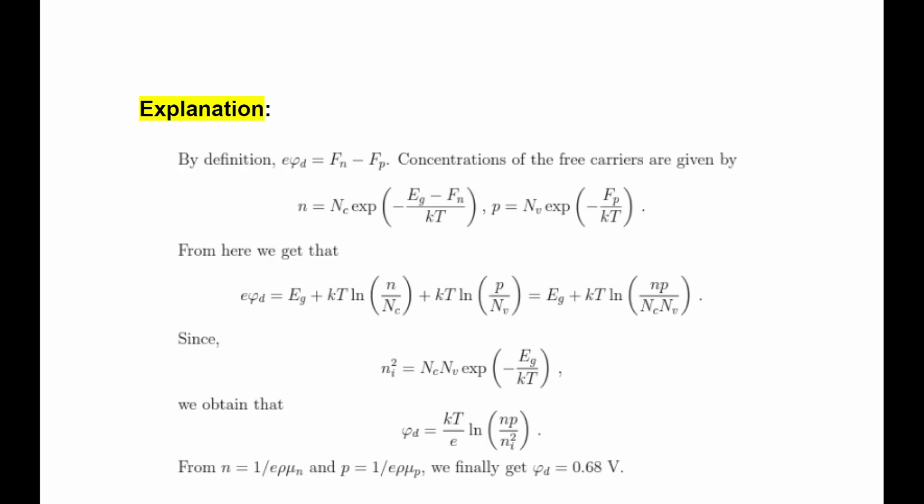From here we get that E psi d is equal to Eg plus kT ln n over Nc plus kT ln p over Nv, which is equal to Eg plus kT ln (np/NcNv). Since ni squared is equal to Nc Nv exponential minus Eg by kT, we know this relation. From here we obtain that psi d is equal to kT over e ln np over ni squared.